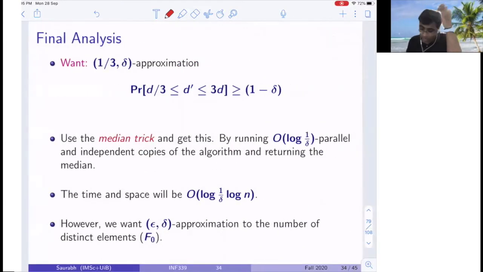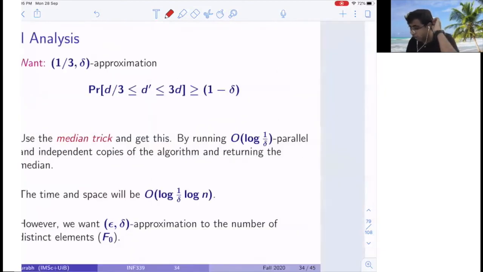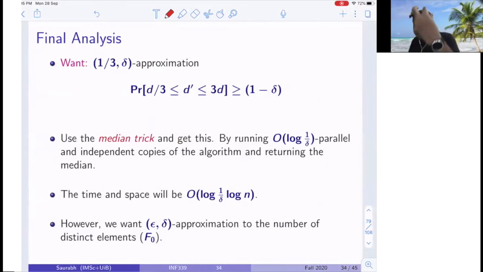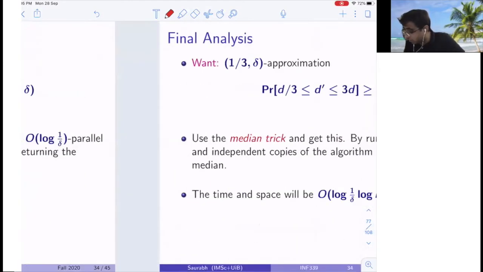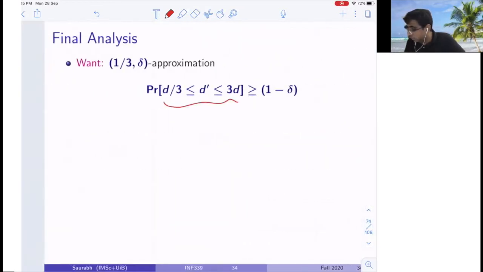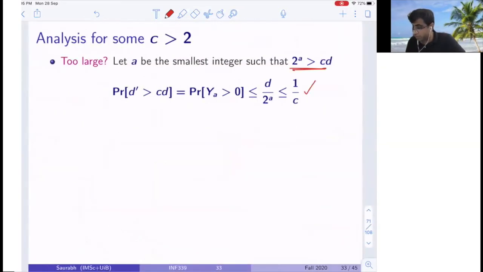However, we wanted an epsilon-delta approximation to the number of distinct elements, F0. I have already given you one algorithm, but I will give you another algorithm, which is a very useful technique applied in streaming algorithms, called geometric sampling. I wanted to introduce that via this example. But before that, is there any question on this algorithm?